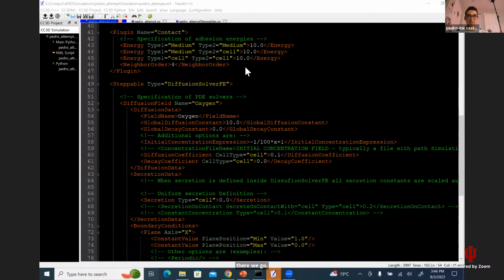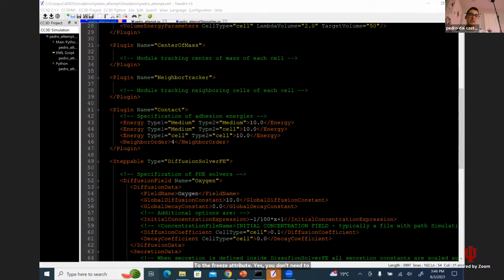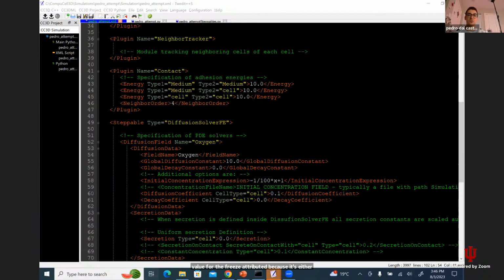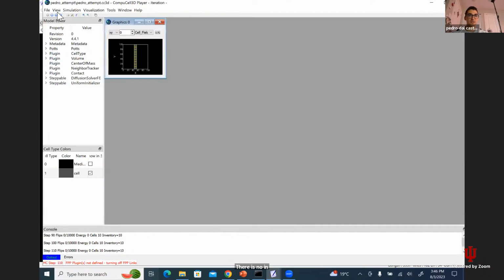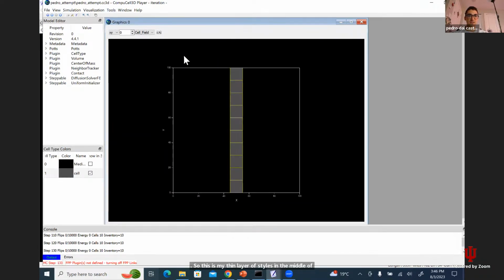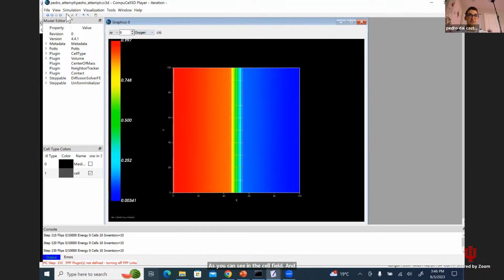To the freeze attribute, you don't need to set any value because it's either frozen or not. There is no in between. It's either frozen or not frozen, okay? So this is my thin layer of cells in the middle of the simulation, as you can see in the cell field. And in the oxygen field, you can see that it has a different behavior inside.